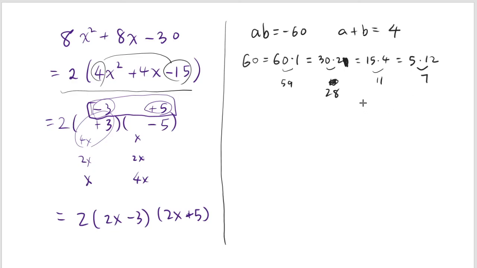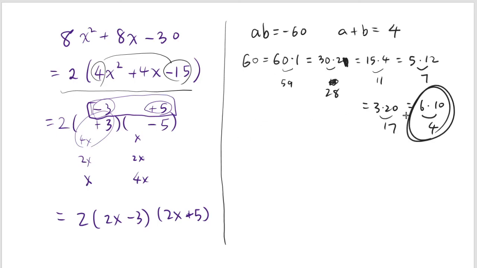And then, what's another one? 5. So 1, 2, 2 times 2, 3. 3 times 20. Difference is again 17. 4, 5, 6 times 10. Oh, yeah, the difference is 4. So this is the one.